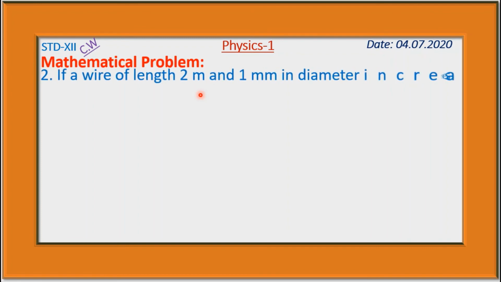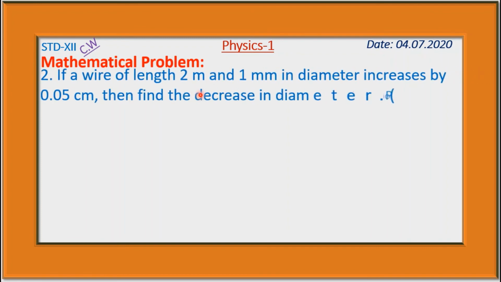Problem 2. If a wire of length 2 meter and 1 millimeter in diameter increases in length by 0.05 centimeter, then find the decrease in diameter. Poisson's ratio sigma is equal to 0.25. Here the Poisson's ratio of the material of the wire is given, sigma is equal to 0.25, the length of the wire is 2 meter, the diameter is 1 millimeter, and its length is increased by 0.05 centimeter. We have to determine the decrease in diameter.